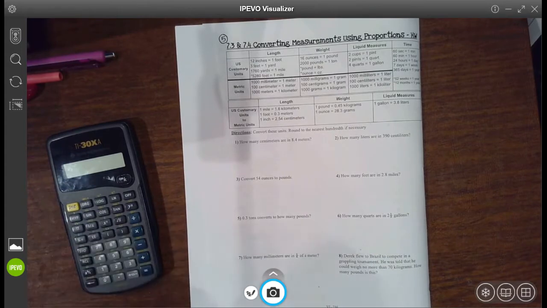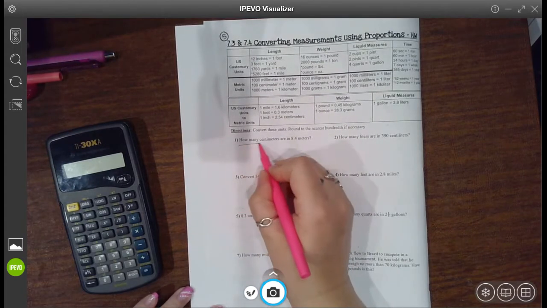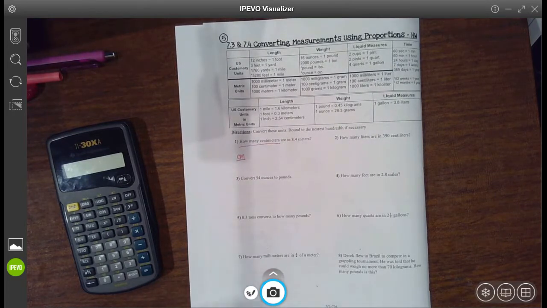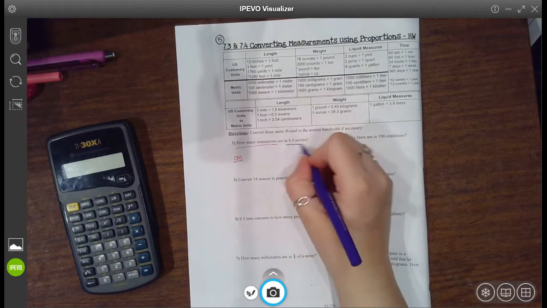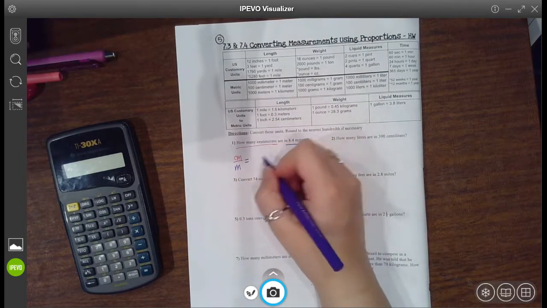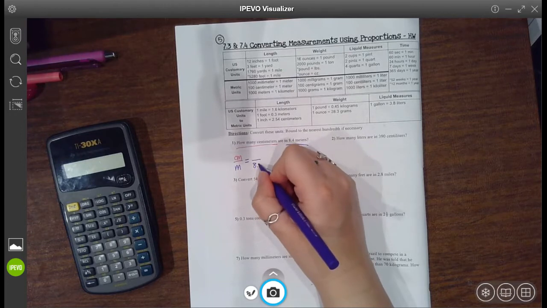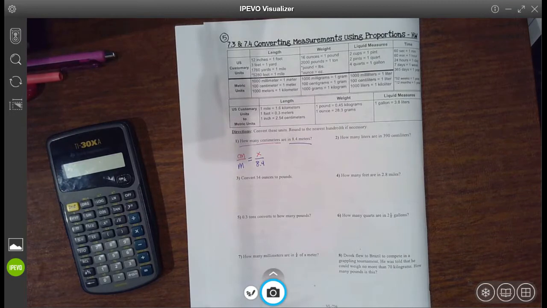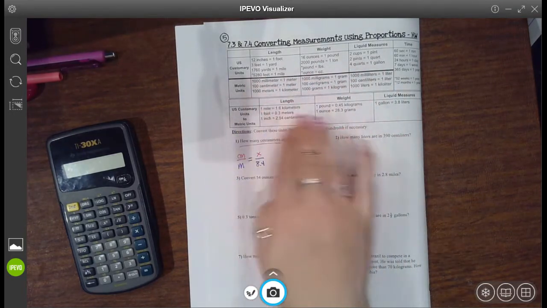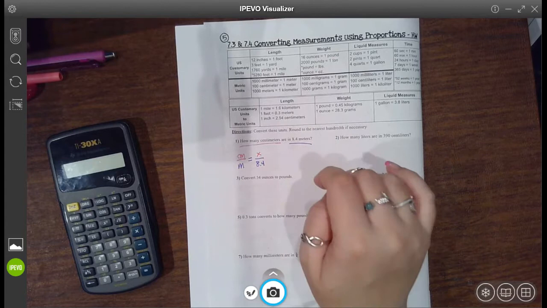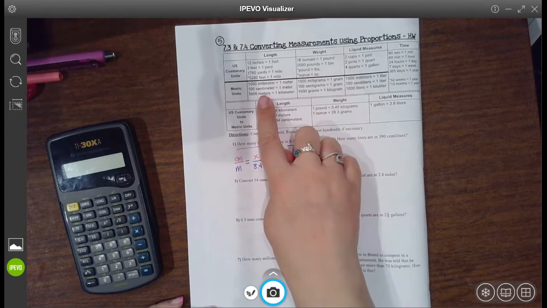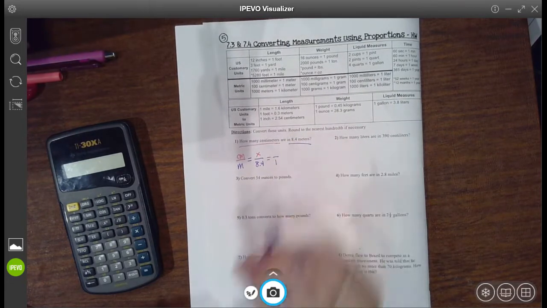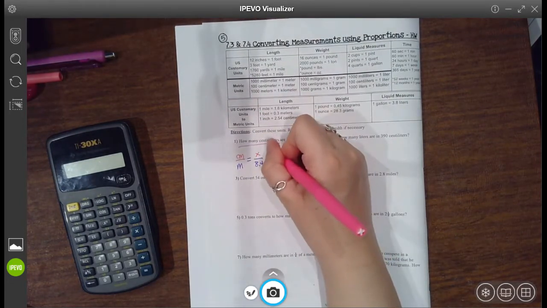Okay, so it wants you to go from centimeters and meters. Well, they told me that there's 8.4 meters, and they want me to figure out how many centimeters that is. So let's use the information up here. This is talking about length and centimeters to meters. Meters are bigger, so 1 meter is equal to 100 centimeters.